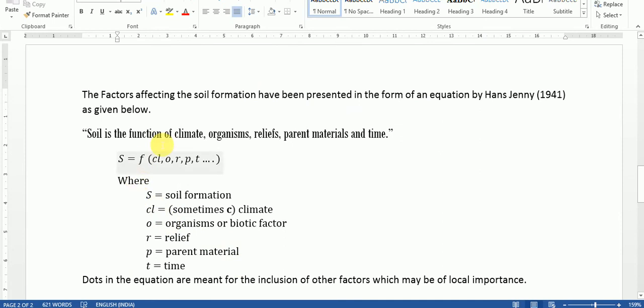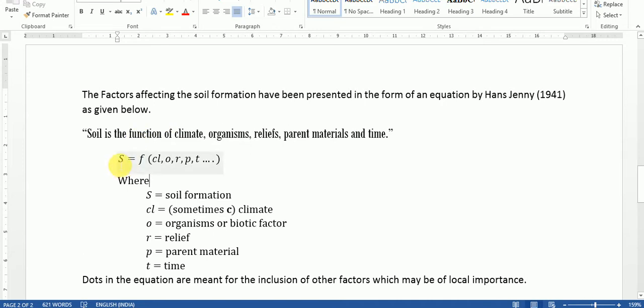These factors affecting soil formation have been presented in the form of an equation by Hans Jenny in the year 1941, as given below. Actually, he was a famous soil scientist born in Switzerland. And see, here is the equation.